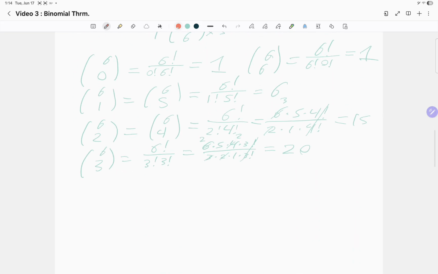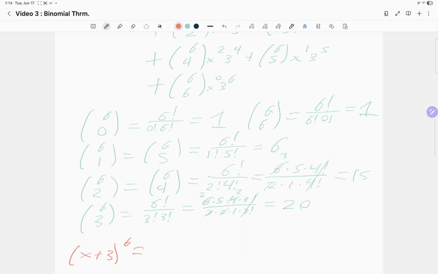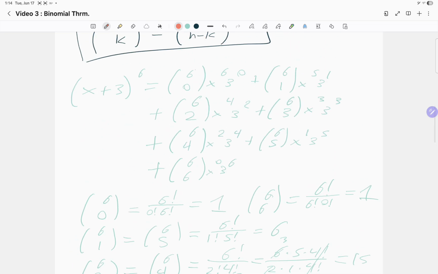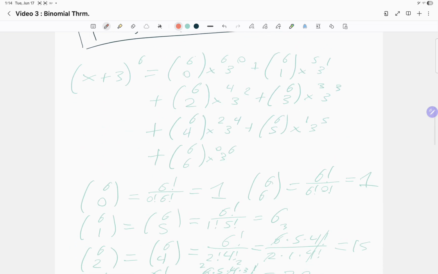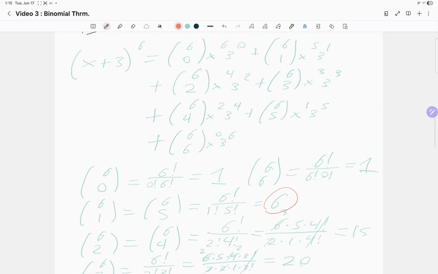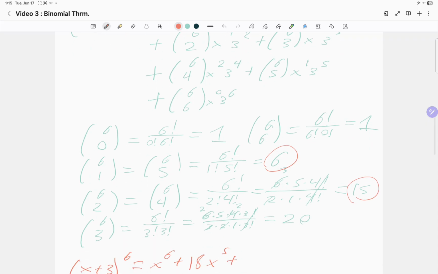So next part of our calculation here, bring it down here once more. We're going to have 6 choose 0 times x to the 6, 3 to the 0. So that's going to be 1 times x to the 6 times 1, which is x to the 6. Plus, we're going to have 6 choose 1, which is 6, times x to the 5th, 3 to the 1. So that's going to be 18x to the 5th. And next, we're going to have 6 choose 2, which is 15, times x to the 4th, 3 squared. 15 times 9 is 135. We're going to have 135x to the 4th.